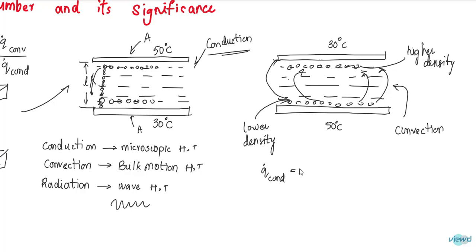Heat transferred due to conduction is equal to K A delta T by L. This is the heat transfer due to conduction. What is this K? K is of the fluid. If the fluid is stationary, then it is due to conduction. If there is a motion of the fluid, that is convection. Heat transfer due to convection.